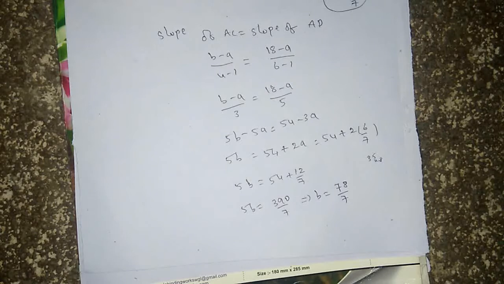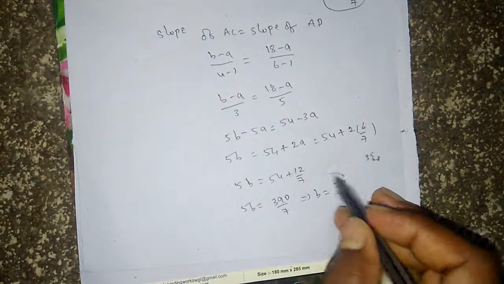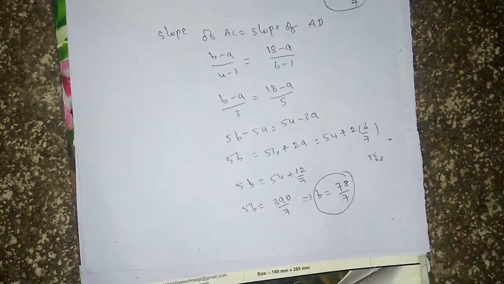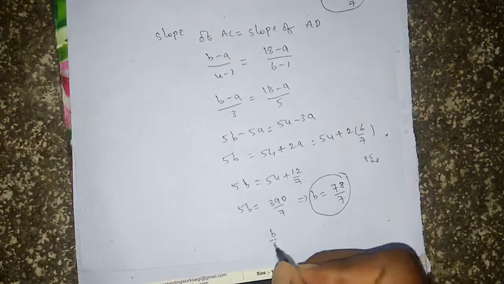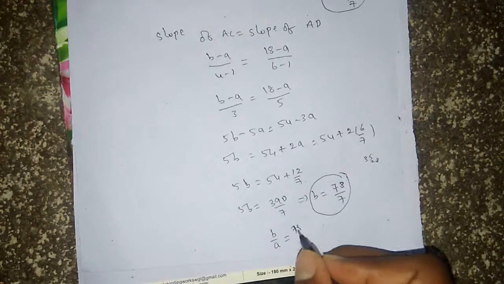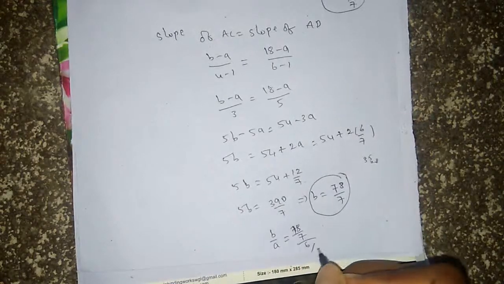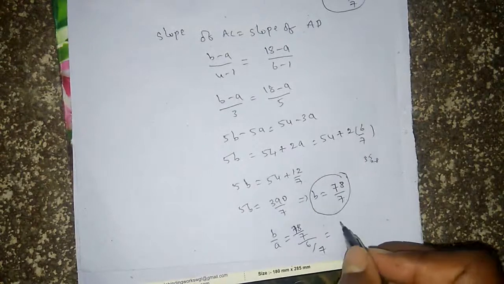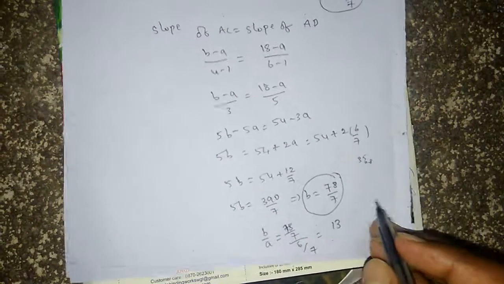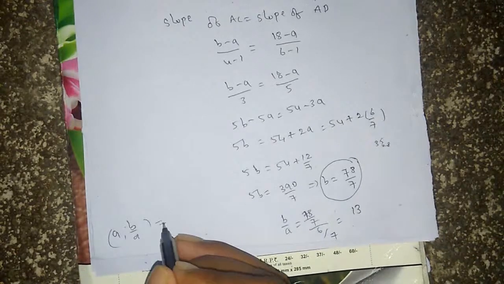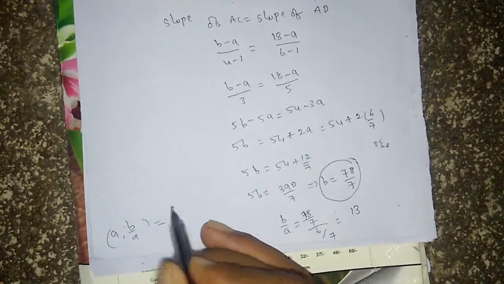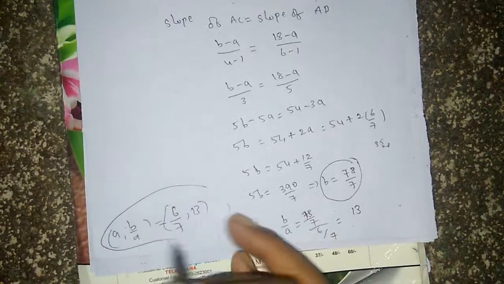Therefore b is equal to 78 by 7. But we need b by a. b by a means 78 by 7 divided by 6 by 7. The 7s get cancelled. 6 13s are 78, so 13. Therefore (a, b by a) is equal to (6 by 7, 13) is the answer.